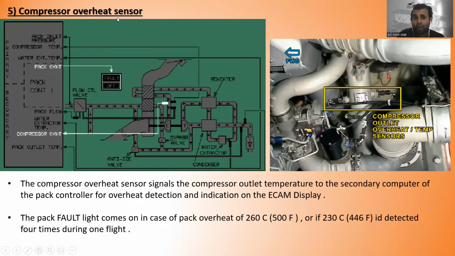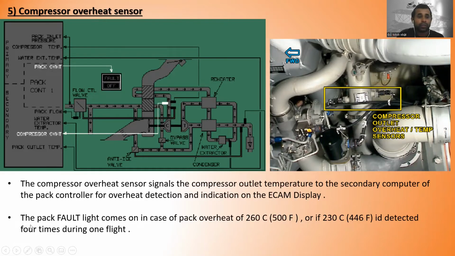Now the compressor overheat sensor, before I taught you about the compressor pneumatic overheat sensor. Here is the compressor overheat sensor. You can see the live view, the compressor outlet overheat temperature sensor, right? The compressor overheat sensor signals the compressor outlet temperature to the secondary computer of the pack controller. This signal goes to the secondary computer of the pack controller for overheat detection and indication on the ECAM display.